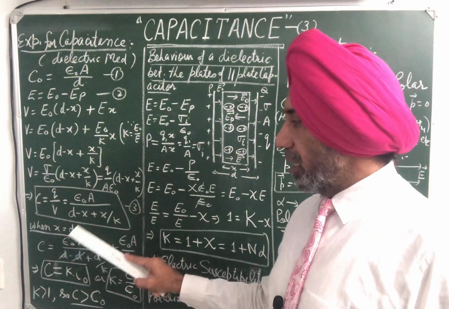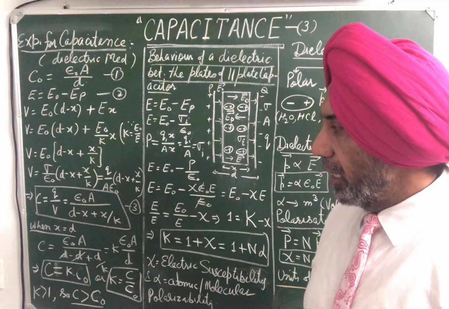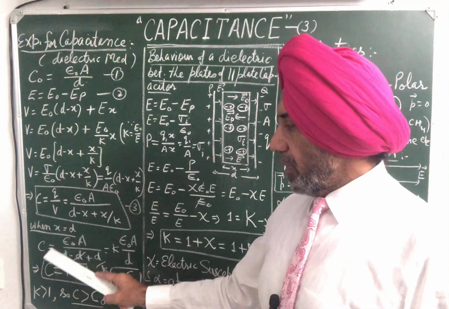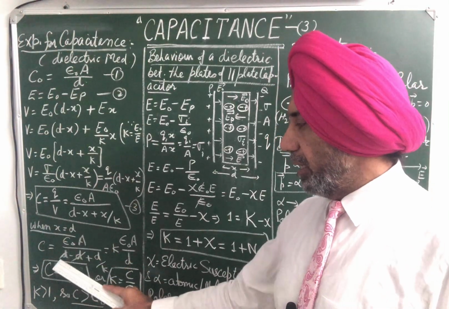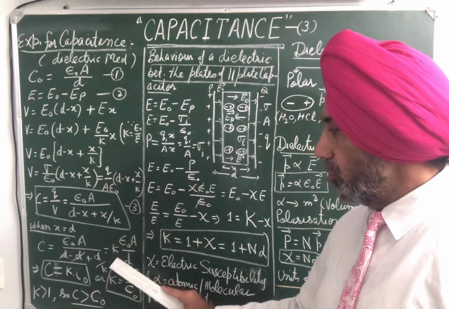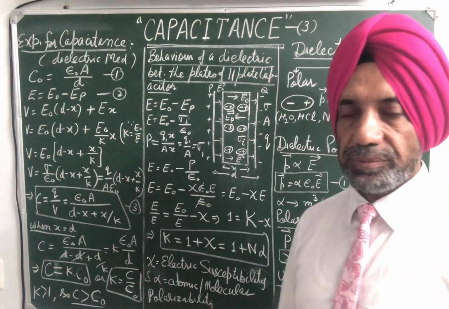And it again proves that as x increases, capacitance will increase. And when x becomes equal to d, then substitute x is equal to d. So we have C is equal to epsilon naught A by (d minus d plus d by K). So this d cancels. So we have C is equal to K into epsilon naught A by d, or C is equal to K C naught.